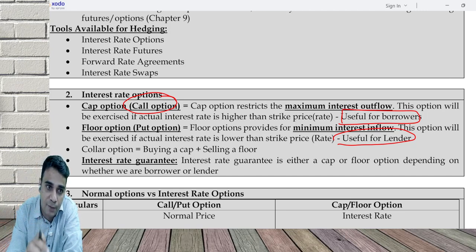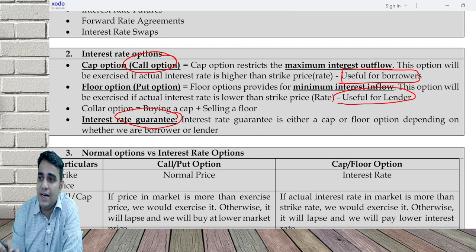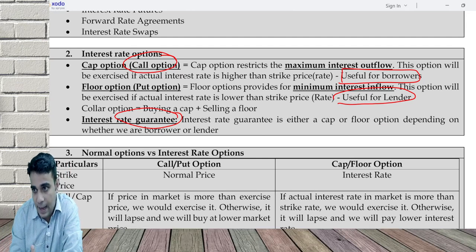There will be a strike rate for a call option, a strike rate for a put option. Like that, there will be a strike rate for a cap option and for a floor option. Some question may use the word interest rate guarantee. An interest rate guarantee can be an interest rate cap or an interest rate floor, depending on whether you are a borrower or a lender.